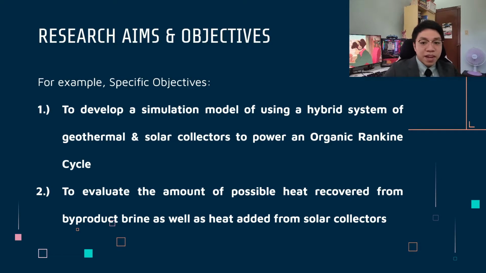And what are some examples of the specific objectives? One would be to develop a simulation model of using a hybrid system of geothermal and solar collectors to power eventually an organic Rankine cycle power plant. The second objective would be to evaluate the amount of possible heat recovered from the byproduct brine as well as heat added from the solar collectors.